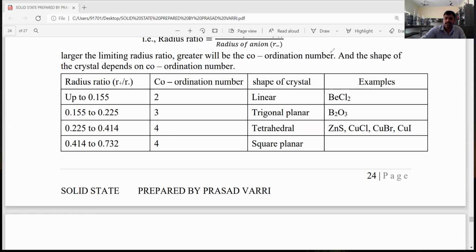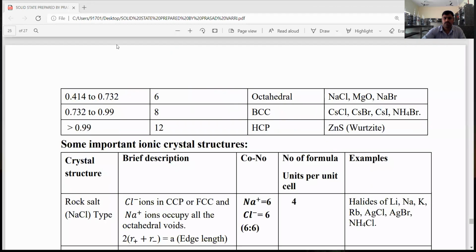Next, the radius ratio is between 0.414 and 0.732. Here the value range is the same, but with coordination number 6, the geometry is octahedral. For 0.414 to 0.732 with coordination number 4, the shape of the crystal is square planar. If it is 0.414 to 0.732 with coordination number 6, the shape will be octahedral. Examples: NaCl, magnesium oxide and sodium bromide.